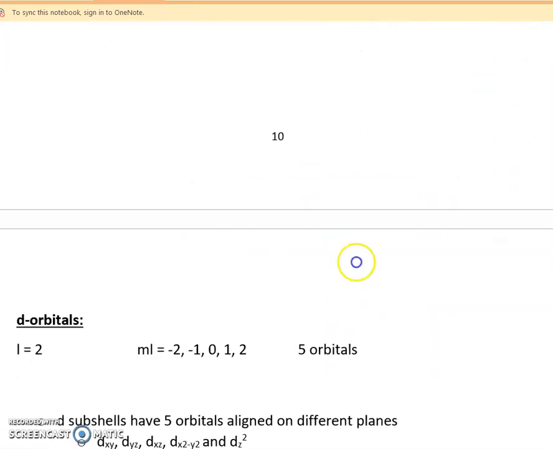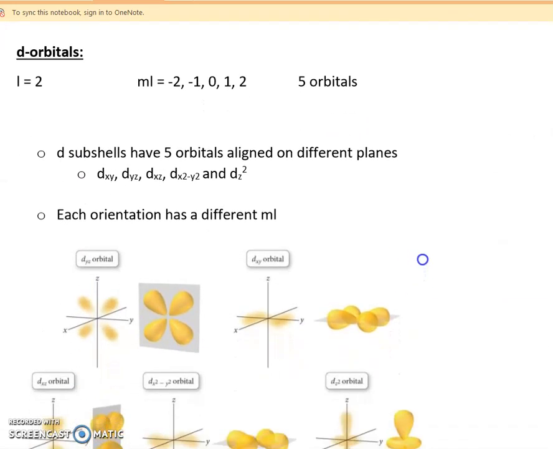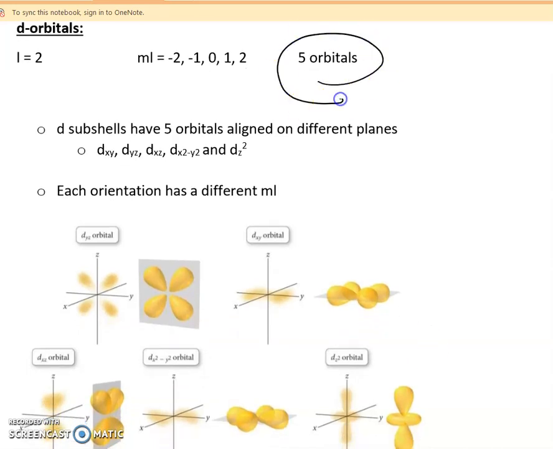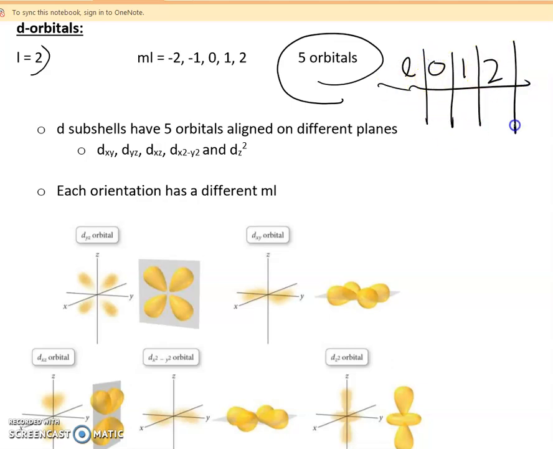Let's go on to d. And I know a lot of you have seen d. Now d is a refresher. We have 5 d orbitals. The L is going to be 2, so I want to refresh everyone's memory on the L's again. If our L is 0, 1, 2, 3: 0 is s, 1 is p, 2 is d, 3 will be f, so we're focusing on the d's.